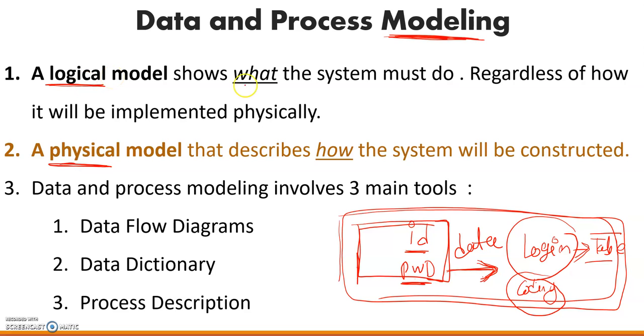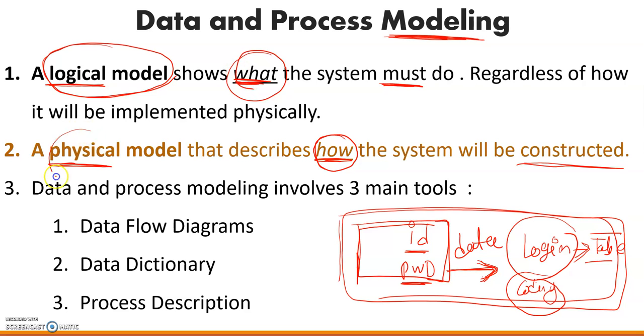So what is a logical model? A logical model shows what the system must do, regardless of how it will be implemented physically. We have not yet implemented it, but we can say what the system must do before implementing it. The logical model comes before the actual implementation. And the physical model describes how the system will be constructed. When we talk about this processor or this form, all the components, and how we connect all the models, we consider that a physical model, which describes how. So the logical model means what the system must do, and the physical model means how the system will be constructed.